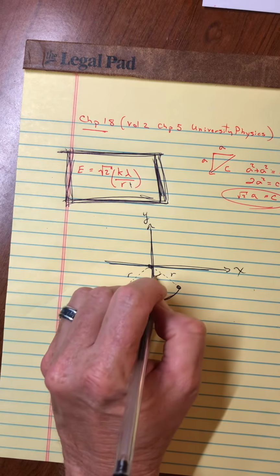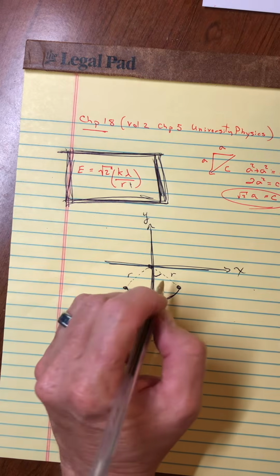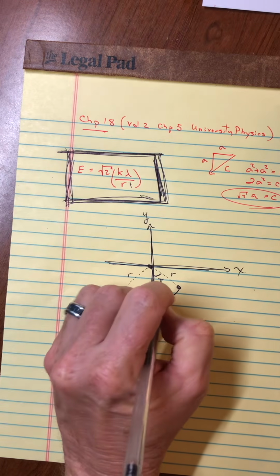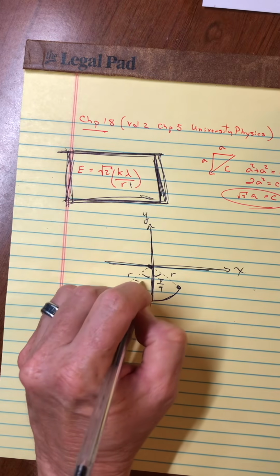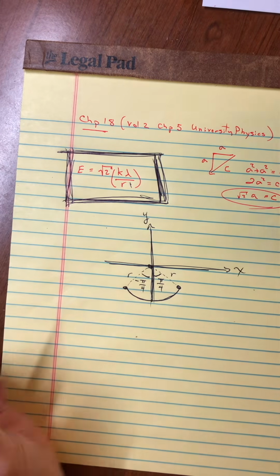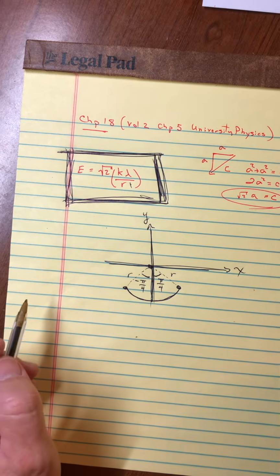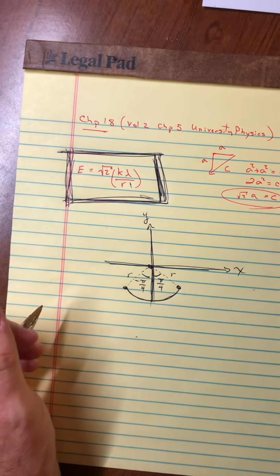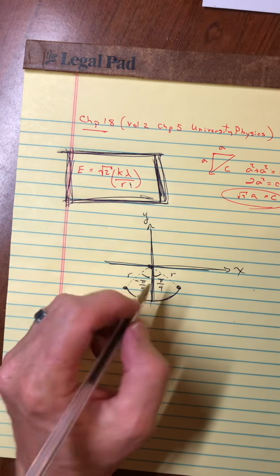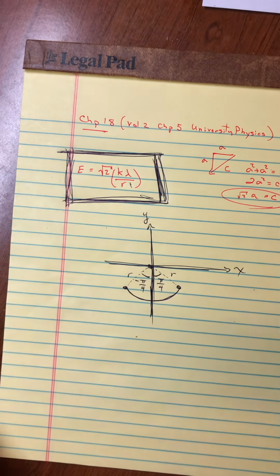So this is 45 degrees, or let me write it as pi over 4. And then this, I don't know if you want to say a negative pi over 4. Okay? And so adding the two together is a quarter of a circle, pi over 2. Okay. But I'll say it again.